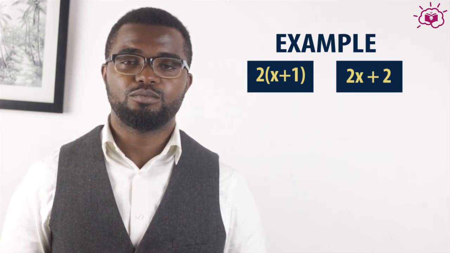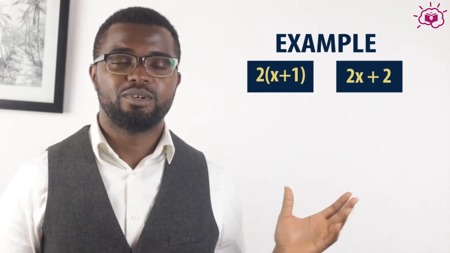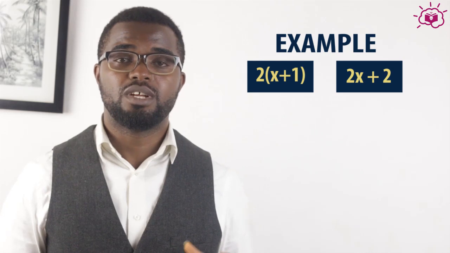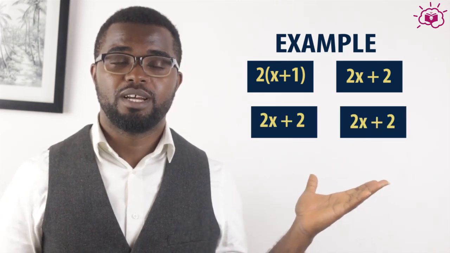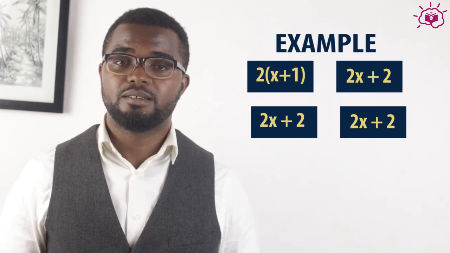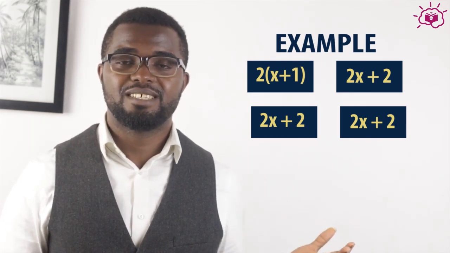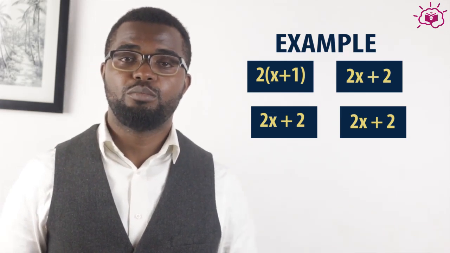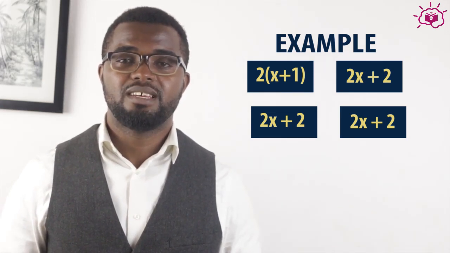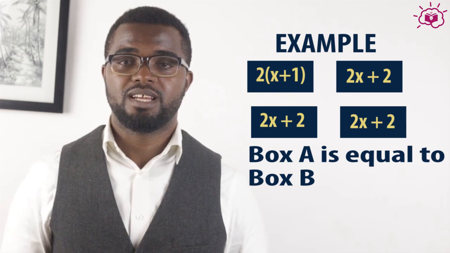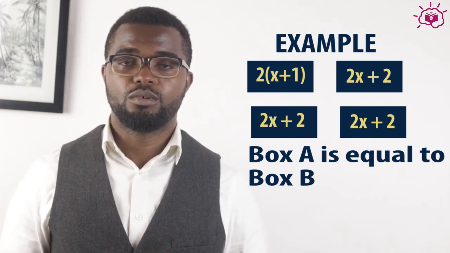So the next thing would be to get rid of the parentheses in box A. If you do that, that would mean that you would have to multiply through by 2 in box A. Multiplying by 2 would give us 2x plus 2. Now in this case, box A is now looking like box B. When you compare, you will see that box A is equal to box B. So that would mean that you choose the option C, which says that box A is equal to box B.